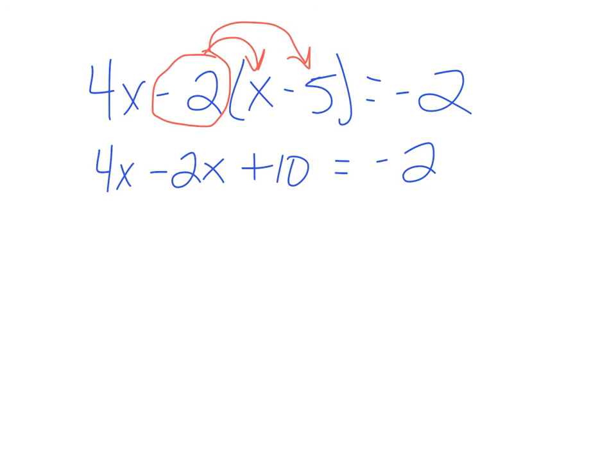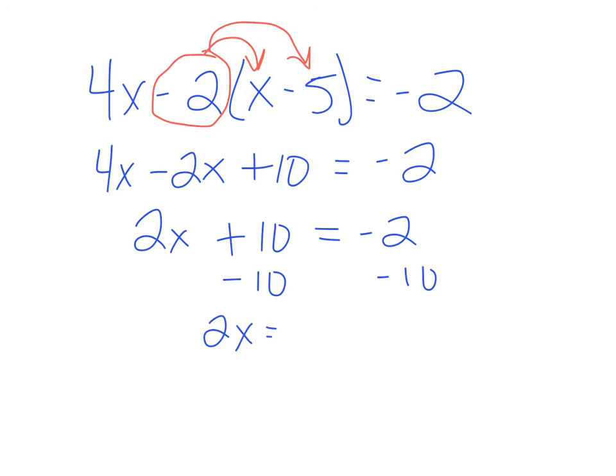Alright, so notice where your variables are. Are they on the same side or are they on different sides of the equation? This time they're on the same side, so that means I can go ahead and combine them the way that they are. 4x minus 2x is 2x. Bring down my plus 10 equals negative 2. Since it's a positive 10, we'll subtract it from both sides. And since we have a 2x, we'll divide by 2. And so we will get x equals negative 6.